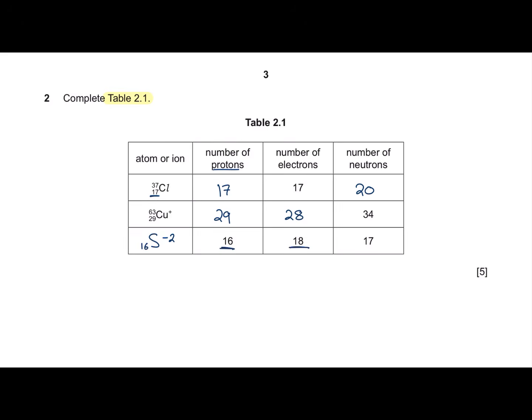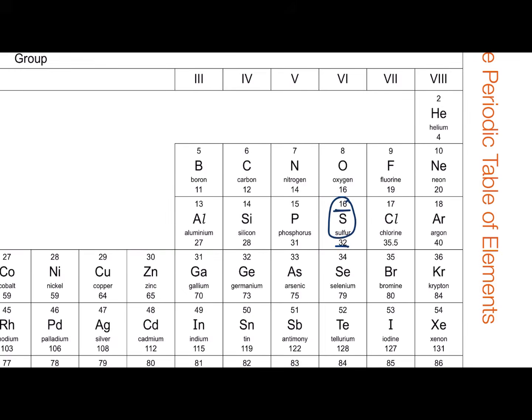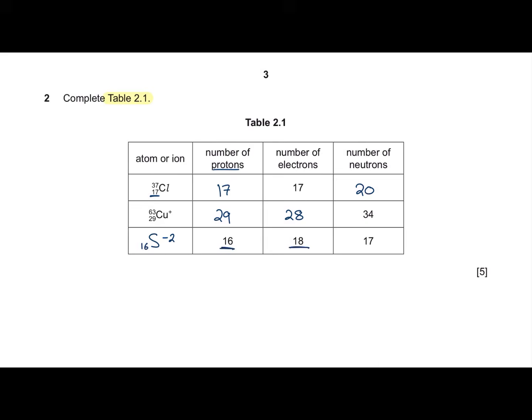Now let's determine the number of neutrons. Most of the students would have written 32 over here, but no, you have to calculate from the table, from the information that they have already provided to you. How can we determine the nucleon number? We are going to add 16 plus 17, which will be 33. So the 33 would be your nucleon number.